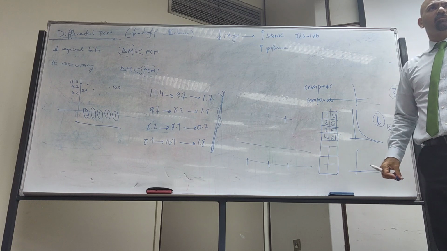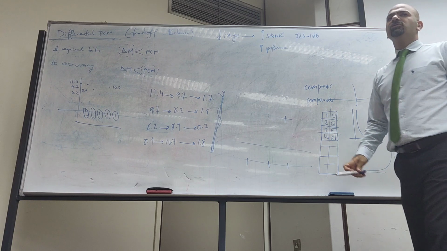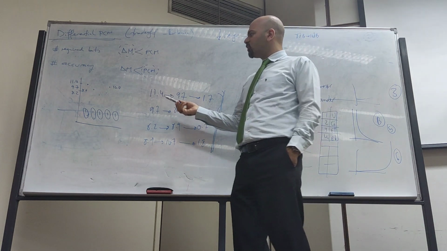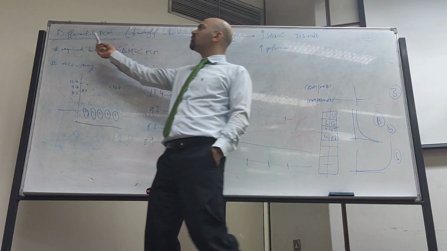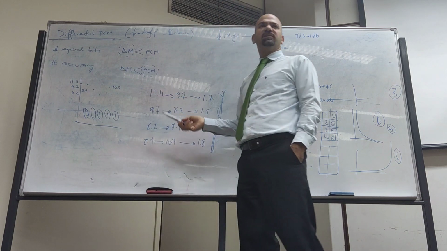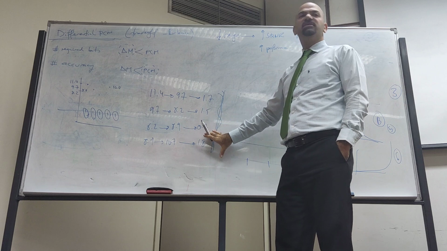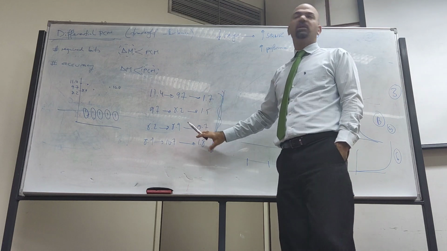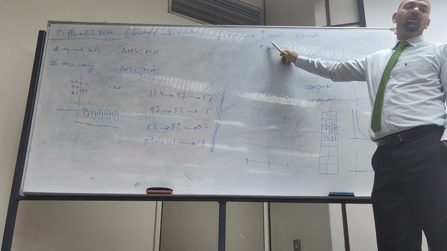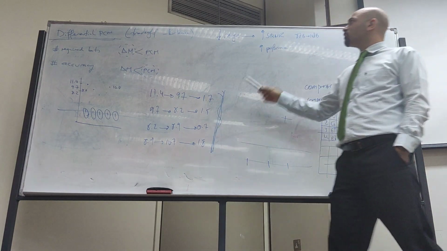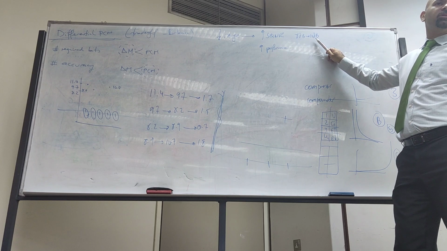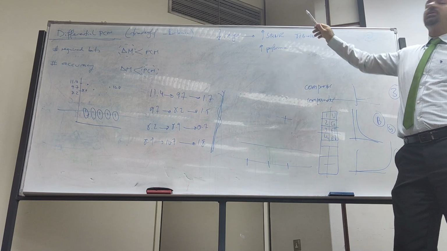Let me repeat. First of all, in this scheme, we concentrate on the difference. This is why the word differential came. The differential is the difference from one sample to the next. So now the range is smaller, and if the range is smaller, then the performance, the SQNR, is larger. So if we follow this approach, we improve the SQNR from 8 dB to 10 dB. Clear so far?